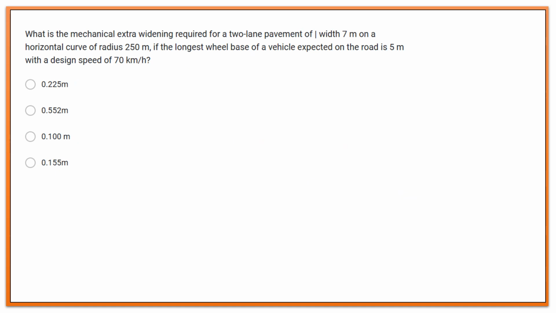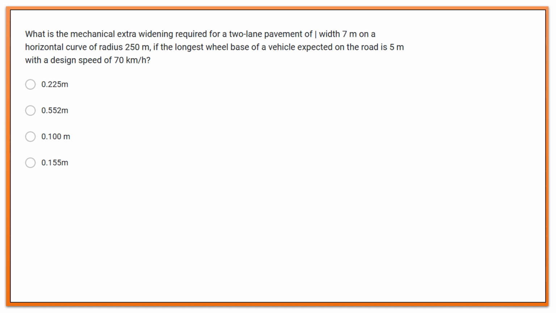Then fourth question, what is the mechanical extra widening required for a two-lane pavement of width 7 meter on a horizontal curve of radius 250 meter if the longest wheelbase of a vehicle expected on the road is 5 meter with a design speed of 70 kilometers per hour.